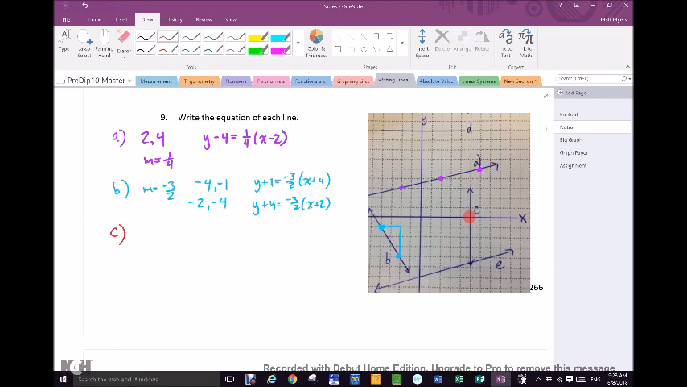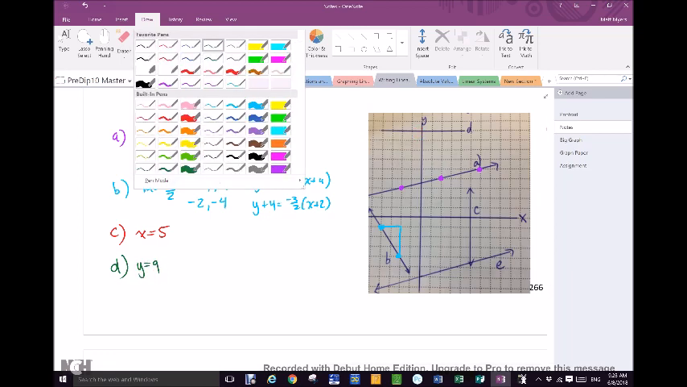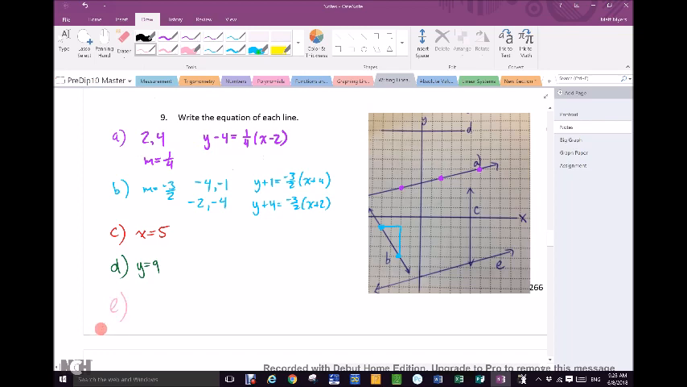There's only one value there. What is it? X. X equals 5. What would you use for D? Right there. Y equals 9. And what would you use for E? That's the whole equation. Yep.